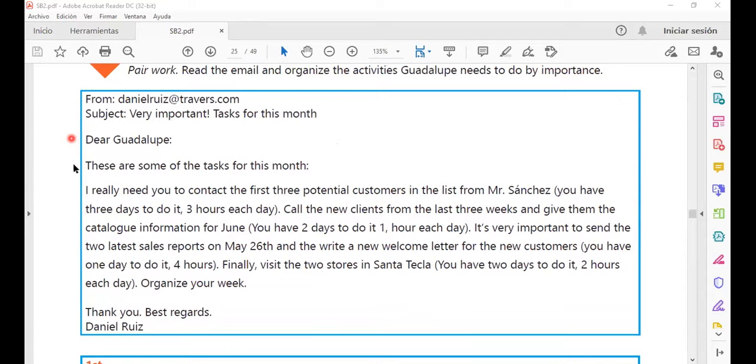Dear Guadalupe, these are some of the tasks for this month. I really need you to contact the first three potential customers in the list from Mr. Sanchez. You have 3 days to do it, 3 hours each day. Call the new clients from the last 3 weeks and give them the catalog information for June. You have 1 day to do it, 1 hour each day.